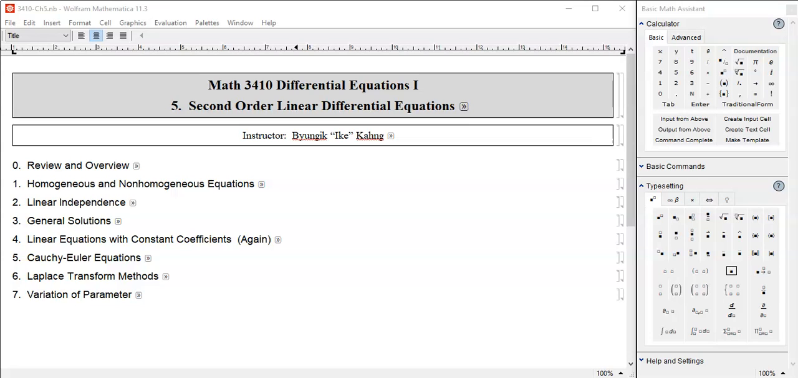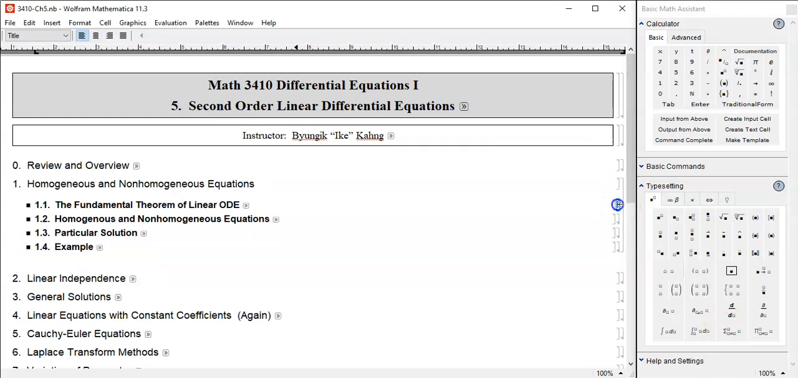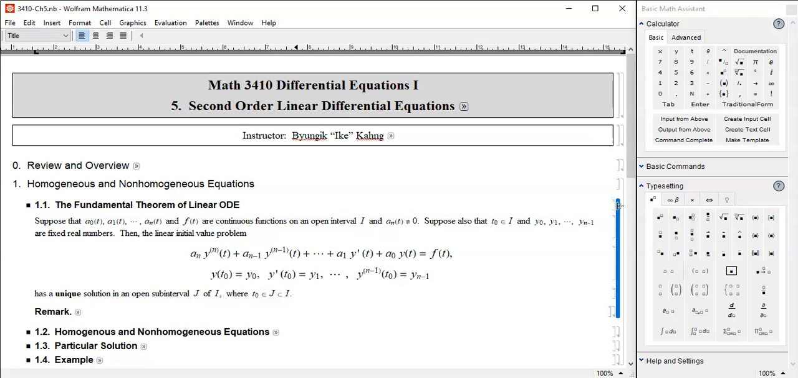Hello students, welcome back. In the previous section, we talked about homogeneous versus non-homogeneous equations. We talked about the terminologies, definitions, some examples, including some tedious computations. We also talked about the fundamental theorem as well, and the existence and uniqueness of linear ODEs.